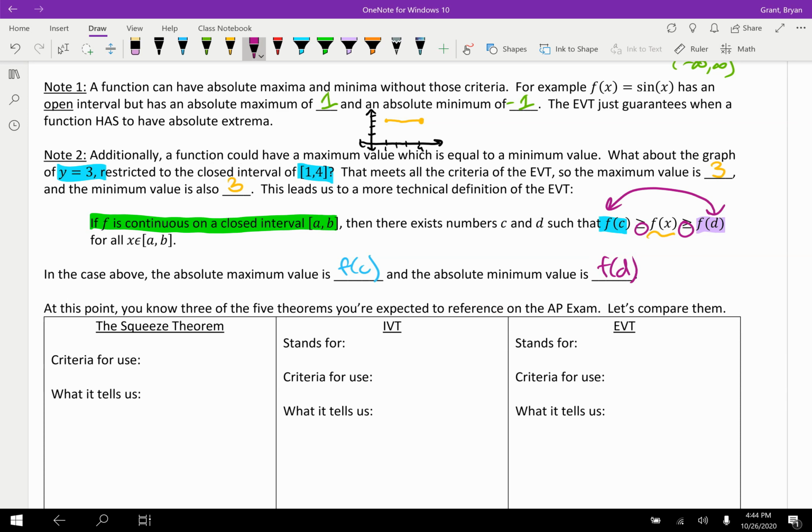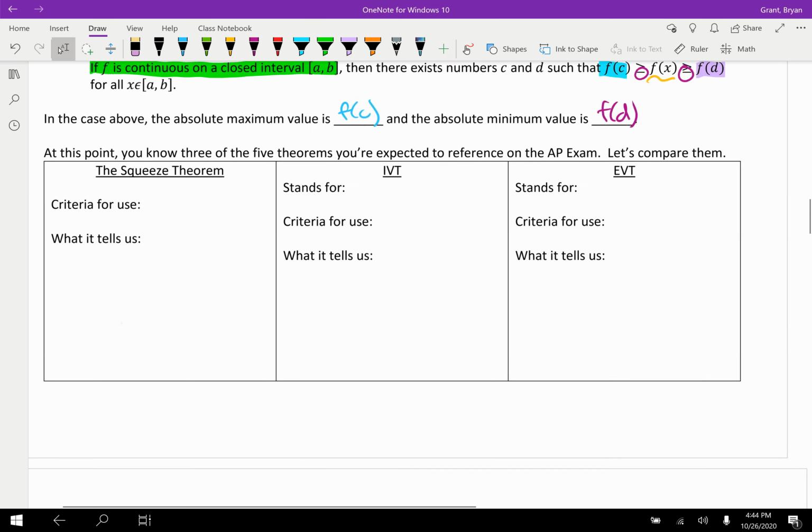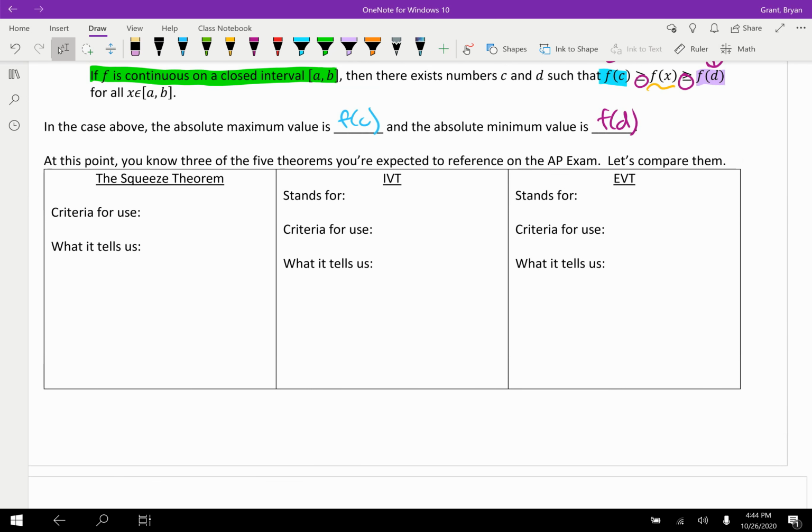Okay. At this point, you know 3 of the 5 theorems that you're expected to reference on the AP exam. So let's go ahead and compare those. So why don't you take a quick second, write down the names of each of them. If you remember the criteria for use, jot that down, and then see if you can put in your own words what they tell us. And the only thing we have left today is just a quick short answer question, and that's all. So pause me, and then unpause me.